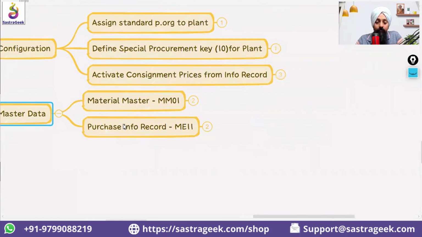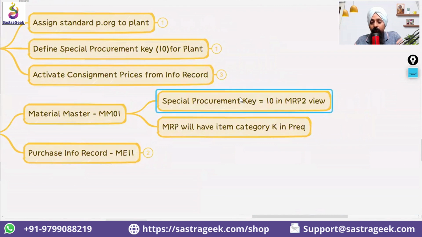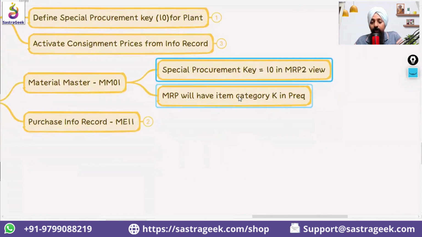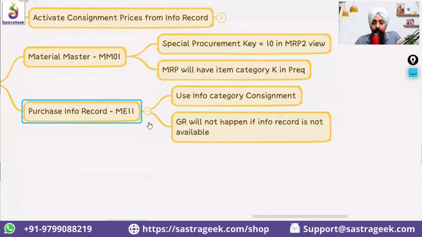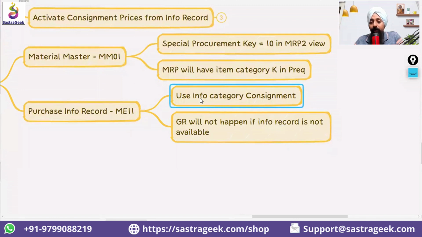Then master data. We need to create master data, material master, MM01. The special procurement key would be 10, and MRP 2 views would be there. Special procurement key 10 in the MRP 2 view you need to maintain. With this, MRP would be creating a purchase requisition with item category K. Purchase info record you need to maintain. In purchase info record, we'll be having different kinds of info records.